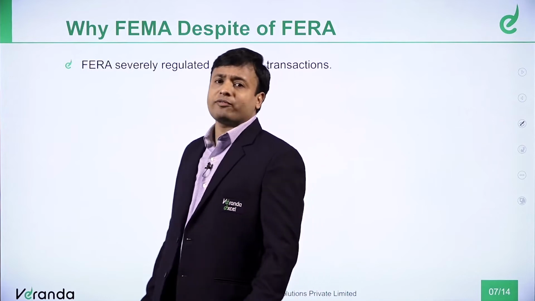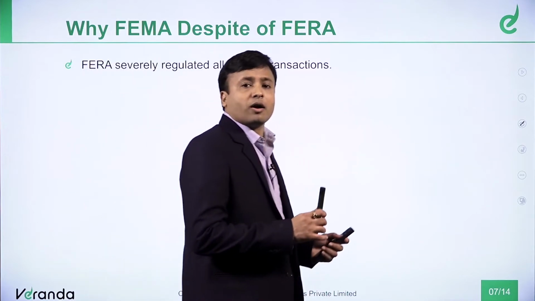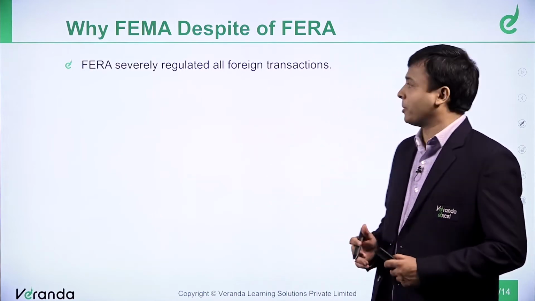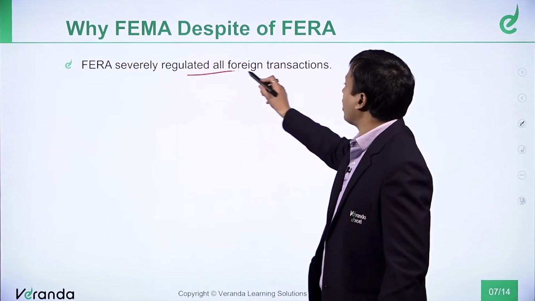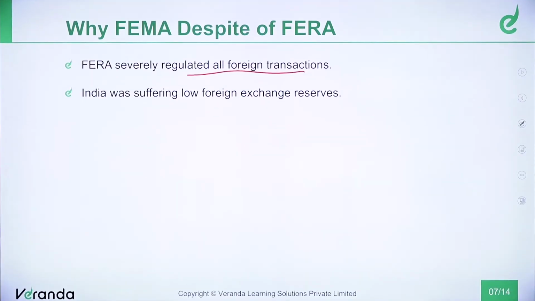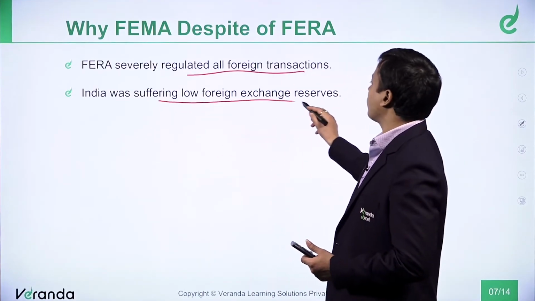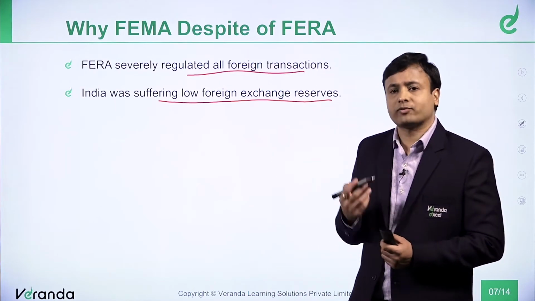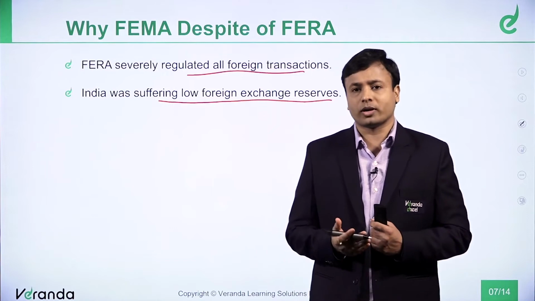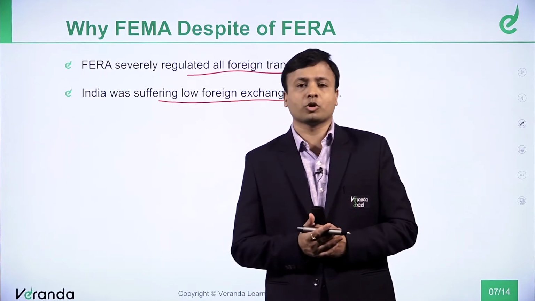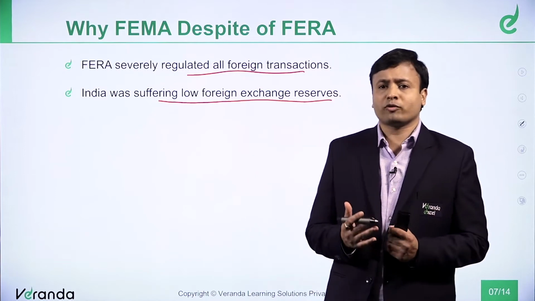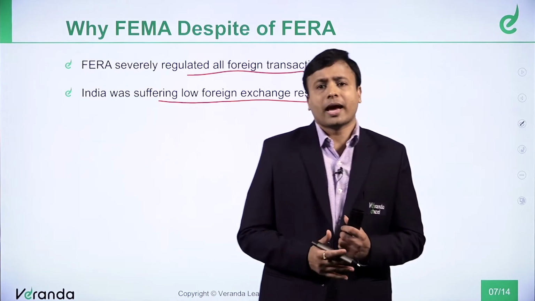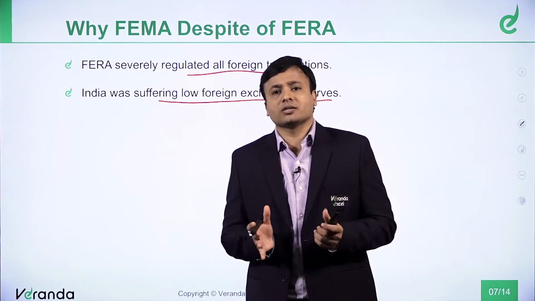Now, why FEMA despite FERA, we have already discussed. FERA was draconian, and hence we got FEMA. FERA severely regulated all foreign transactions. As we discussed, India was suffering from very low foreign exchange reserves. However, after the year 1991, when the economic reforms were introduced by our Finance Minister Mr. Manmohan Singh, a lot of globalization happened, a lot of cross-border trades were happening, many foreign companies set up shop in India, and when that started happening, the foreign exchange reserves started increasing.